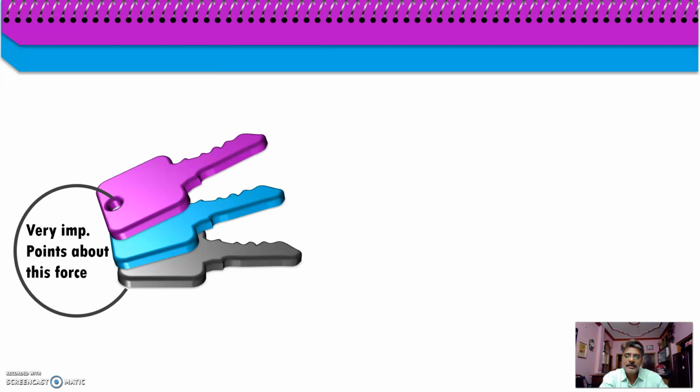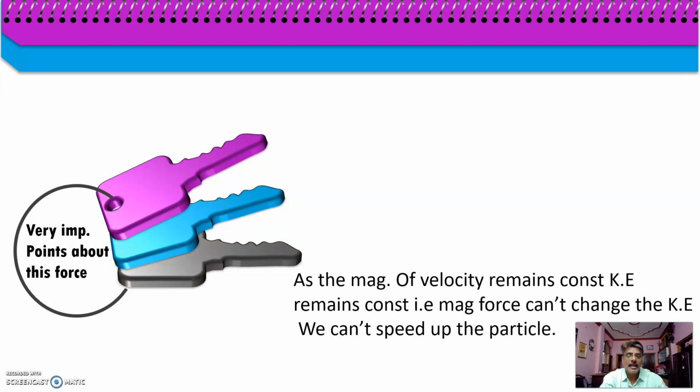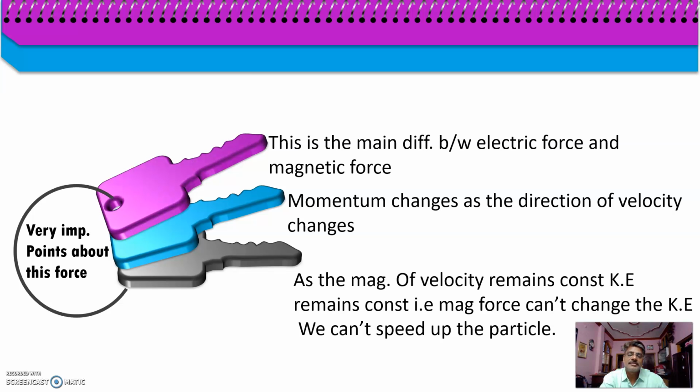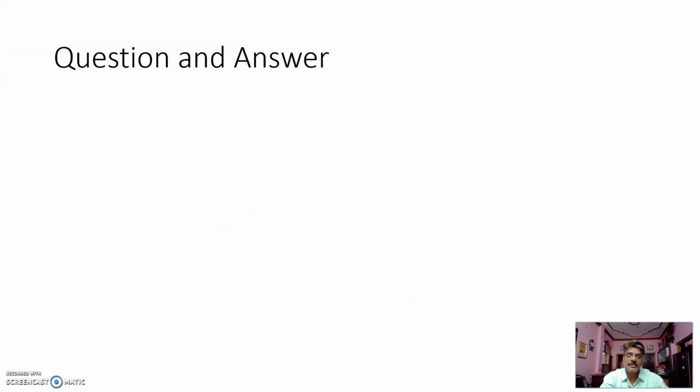Now, regarding this particular concept, we should remember some key features. The first point is that as the magnitude of the velocity remains constant, kinetic energy remains constant. That is, magnetic force cannot change the kinetic energy. We cannot speed up the particle or slow it down with the magnetic force. Momentum changes as the direction of the velocity changes, and this is the main difference between electric force and magnetic force, because with the help of the electric force we can do so many things.